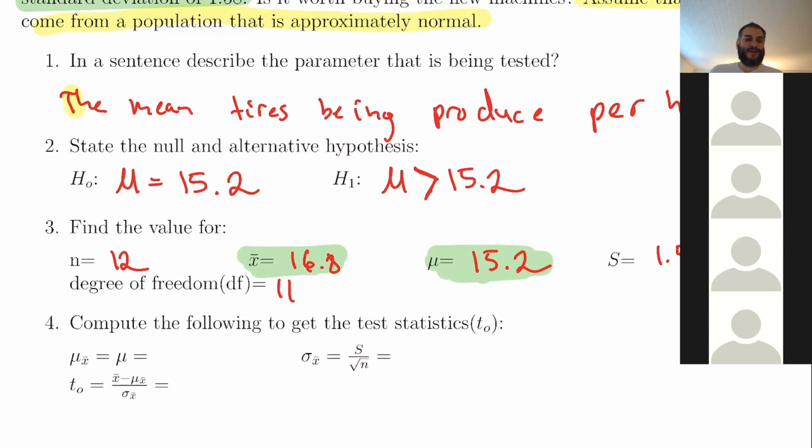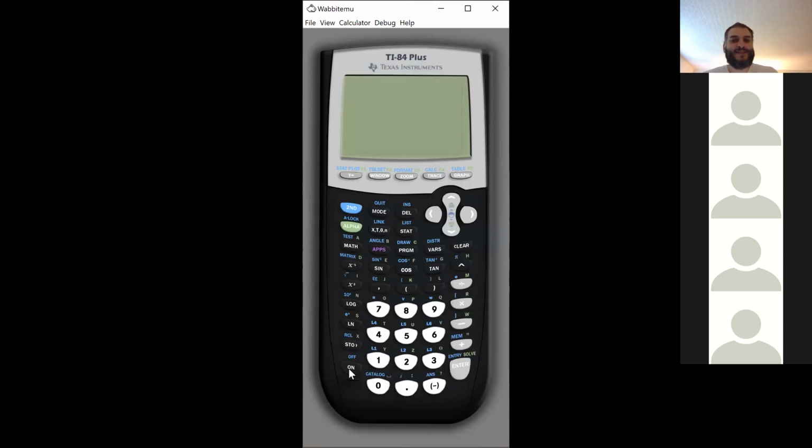So we're going to jump straight into the calculator and get into this problem. We're going to go to the TI-84. For the TI-84, we go to stats, we go to tests, and we do a t-test. And remember, the reason we're doing a t-test is because we have a sample standard deviation. If you had the population standard deviation, you'd do a z-test. But since you have a sample standard deviation, we're going to use a t-test.